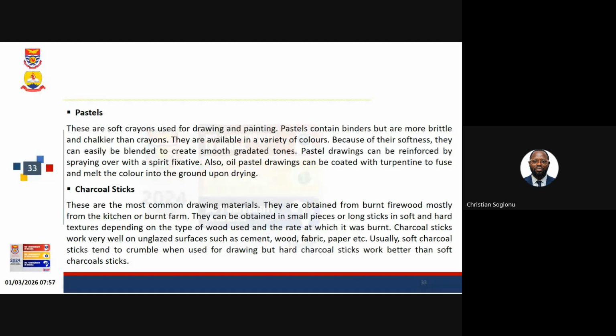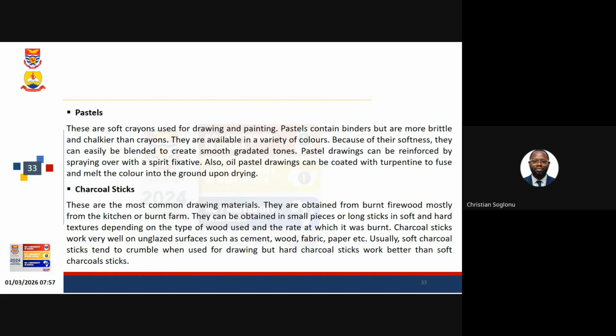Fixative has appeared here again. So after drawing with the pastel, if you want to see your work fresh in the next 10 years, you fix it with fixative. Because in the next 10 years, if you don't fix it with the fixative, the work will lose its quality with time. So you fix it with the fixative so that it will protect the work for you.